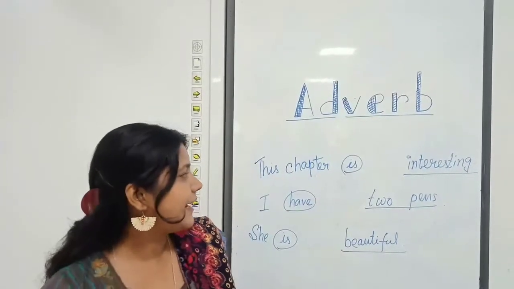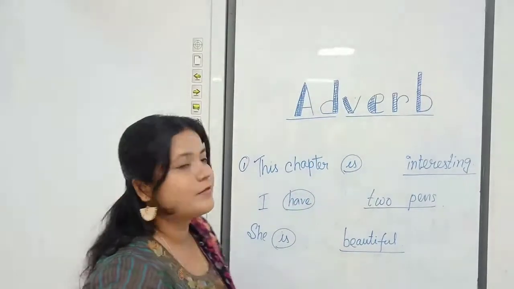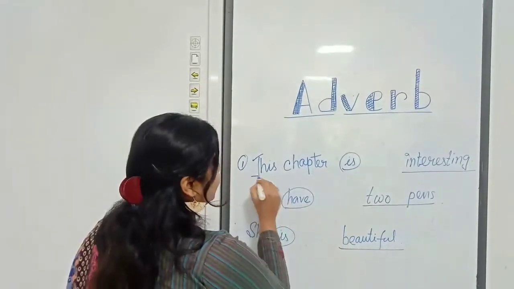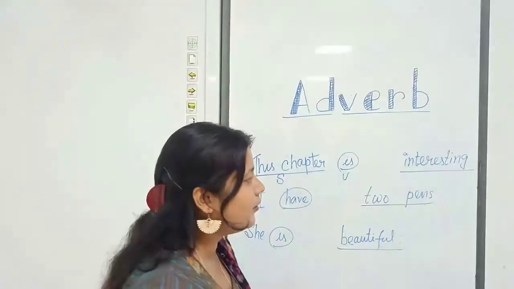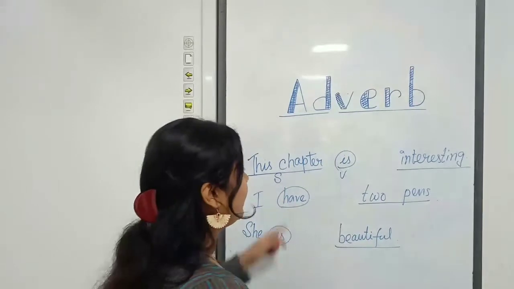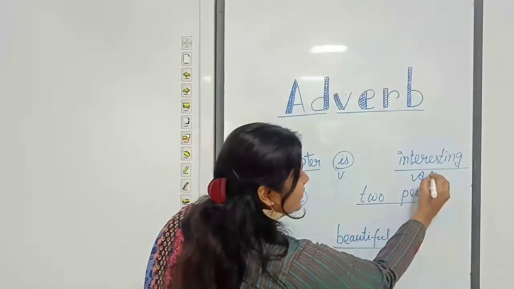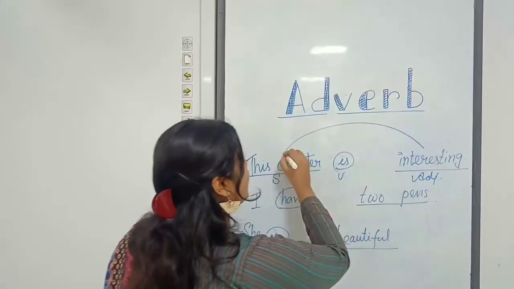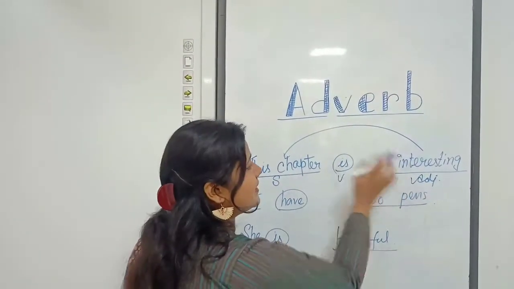Well, now let's look at these sentences. The first one, this chapter is interesting. So here, this chapter is our subject. I have already pointed out the verb, and here we have the word interesting. So the word interesting is our adjective, which is qualifying the subject, this chapter. So this chapter is interesting.